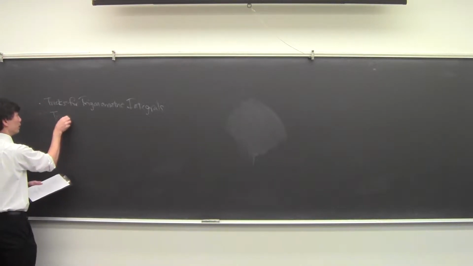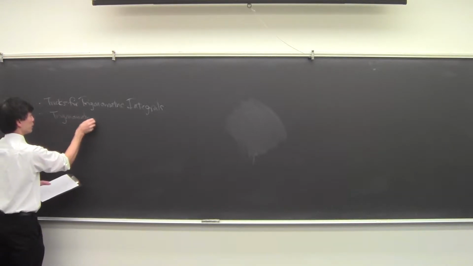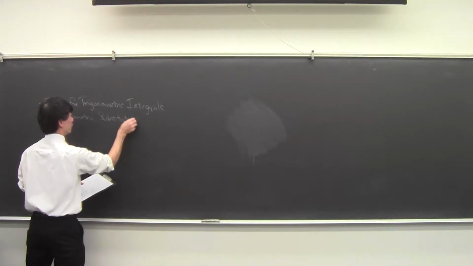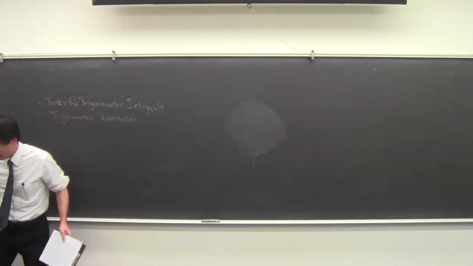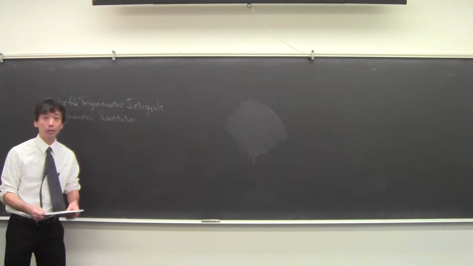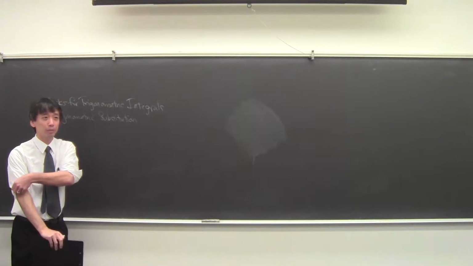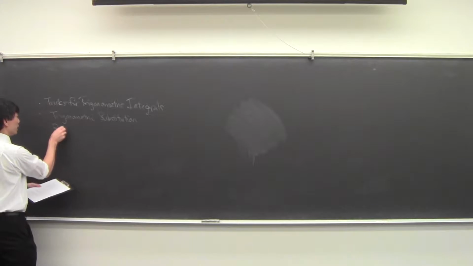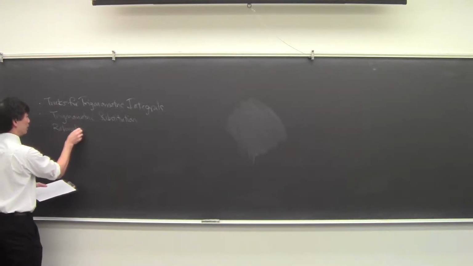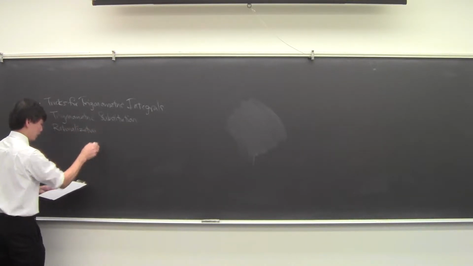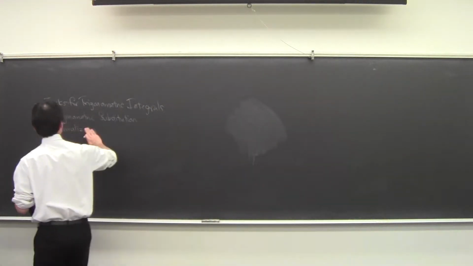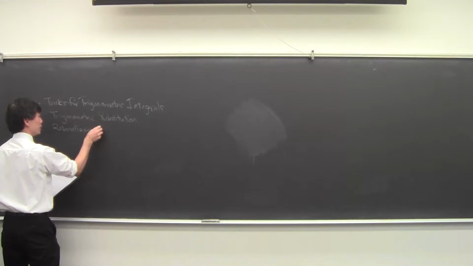trigonometric substitution. It's basically a particular form of U substitution. And then the last is something called rationalizing substitutions.